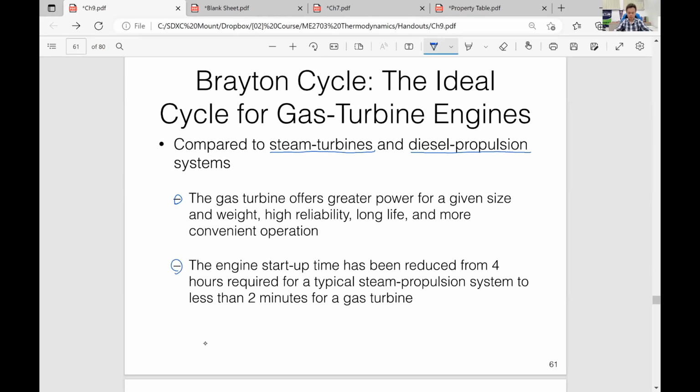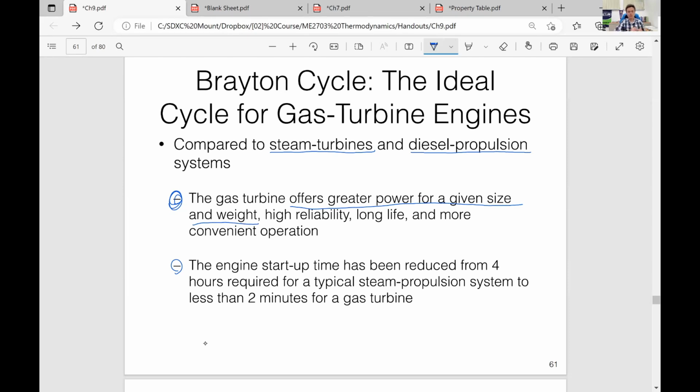Okay, and the engine start time has been reduced from 4 hours required for a typical steam propulsion system to less than 2 minutes for a gas turbine. So the startup time for a gas turbine is relatively short compared with a steam turbine. And it offers greater power for a given size and weight.